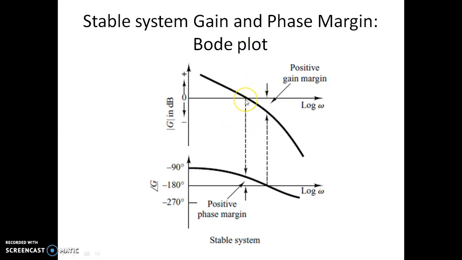You can see this is omega GC. You have omega PC here. Omega GC comes earlier than omega PC here. So that is a typical comparison of the frequencies, omega GC and omega PC. If omega GC is less than omega PC, for a typical system, the system is stable.